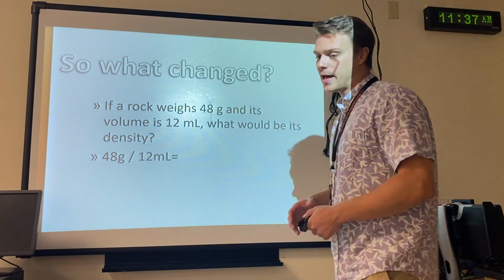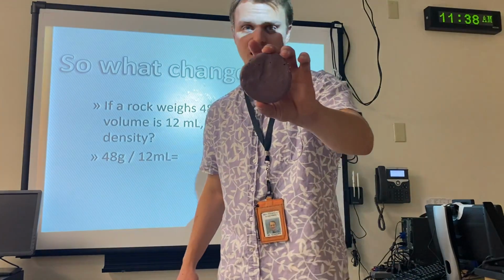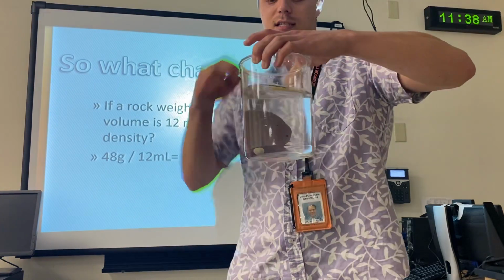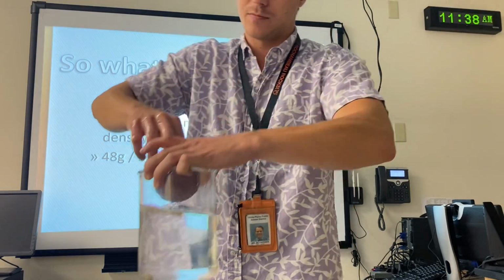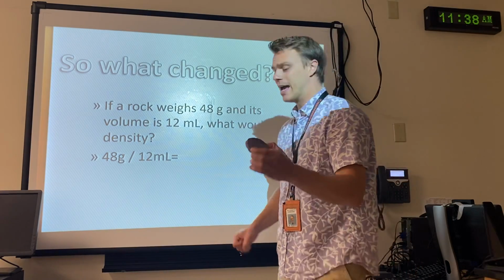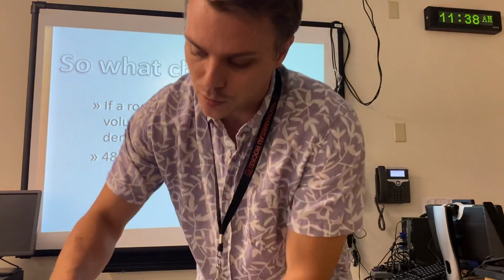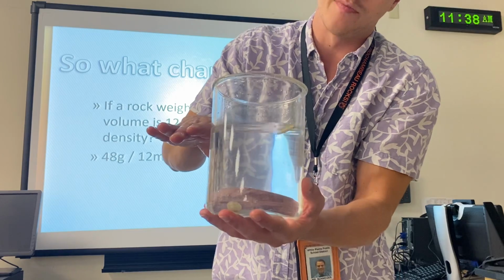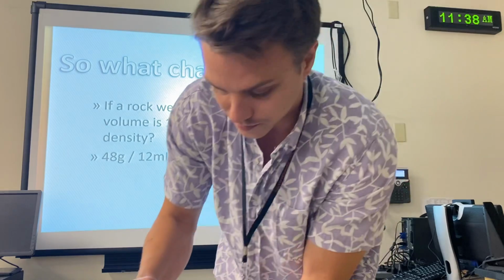So let's imagine, and this is the final part. Let's imagine this is a rock, right? So this is a rock, and I put the rock into water and it sinks. See, there it goes. It sank to the bottom. Now, the mass of this is 48 grams. And the volume or the size of it is 12 milliliters. So that means if I put this under the water, the water level rises 12 milliliters, which means that this takes up 12 milliliters of space.